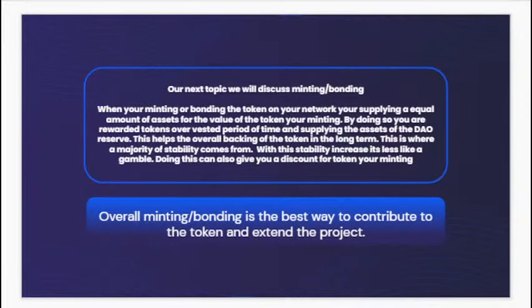So our next topic, we are actually going to discuss minting and bonding in more detail instead of just offhand information I have. So when you're minting or bonding the token on your network, you're supplying an equal amount of asset for value of the token you're minting. By doing so, you're rewarded tokens over a vested period of time and supplying the assets of the DAO reserve.